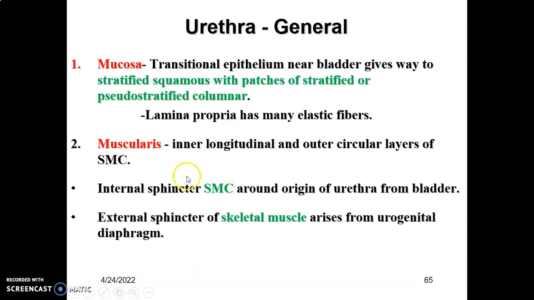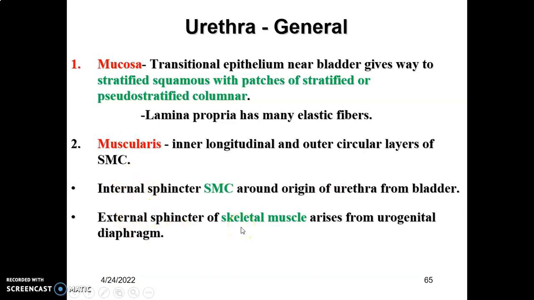Then we go to the urethra. Again, it has the 3 layers. The mucosa has transitional epithelium, and near the bladder, this transitional epithelium gives way to stratified squamous with patches of stratified or pseudostratified columnar. So urethra has transitional epithelium and lamina propria. Then the muscularis has inner longitudinal and outer circular, unlike the bladder which has 3. And remember, we talked of the smooth muscle cells at the base of the bladder around the origin of urethra, where they are modified or thickened to form the internal sphincter.